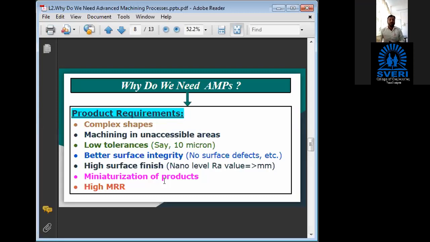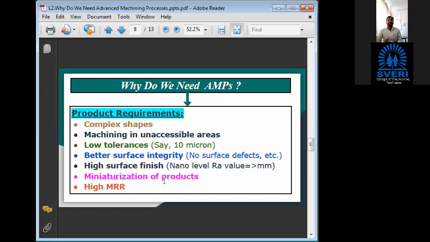This may not be feasible for your conventional machining process, or for conventional cutting tools. For example, if you use a single point cutting tool or a multi-point cutting tool for machining those complex or inaccessible areas and it is not feasible, then definitely you require advanced machining processes or non-conventional machining processes to get the accurate size and shape of such a complex component.